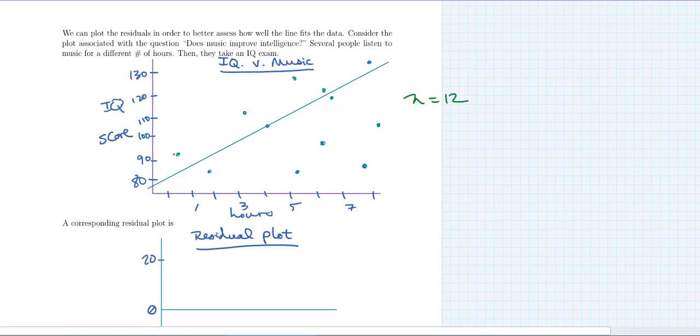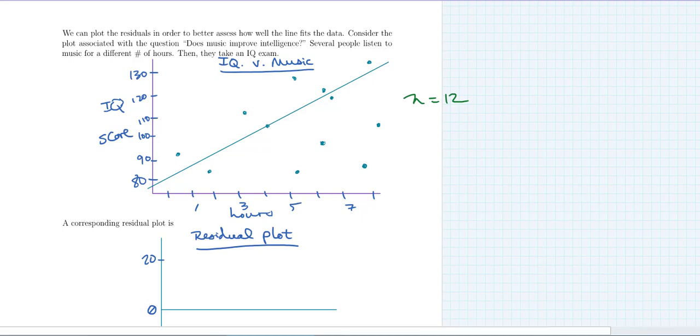For this person, let's call it person A, they listened to half an hour of music, and they got an IQ score of approximately 91. This person, however, listened to a ridiculous 8 hours of music before the exam, and they got approximately a 130 score on the IQ exam. So this is the data we have. Let's say that this is our best fit line, the least squares line that minimizes the vertical distance between the points and the line. That's our regular scatter plot with the least squares line.